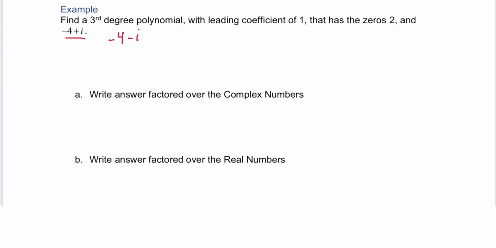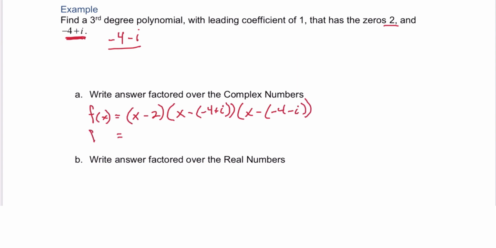So if we wanted to write this over the complex numbers, we could call the function f, and to find the factored form, we need to do x minus each zero. So we have x minus 2 times x minus -4 plus i, and then x minus -4 minus i.